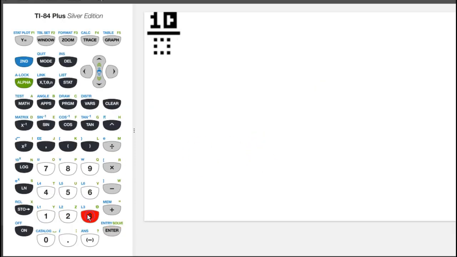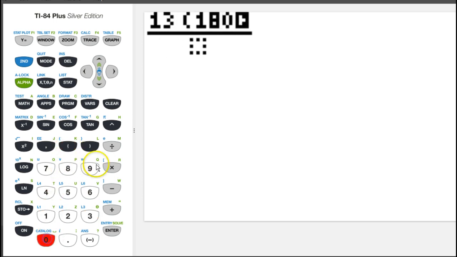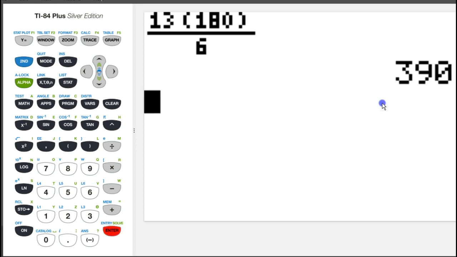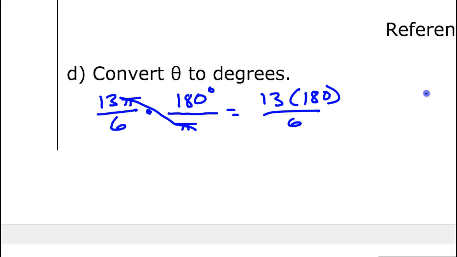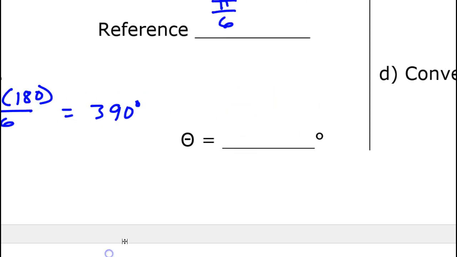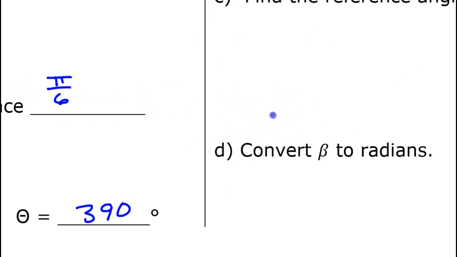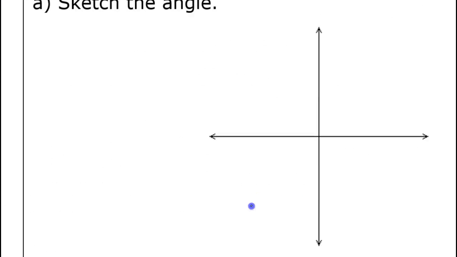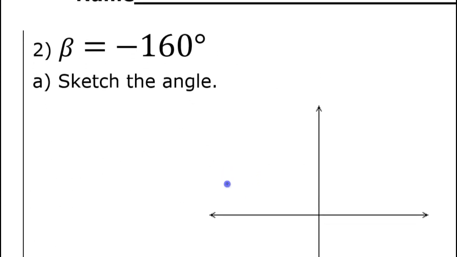So I can do 13 times 180 over 6. Alright, so that is 390. Okay, so that means this is going to be 390 degrees. Alright, let's do that all over again, but this time we're going to start with degrees.